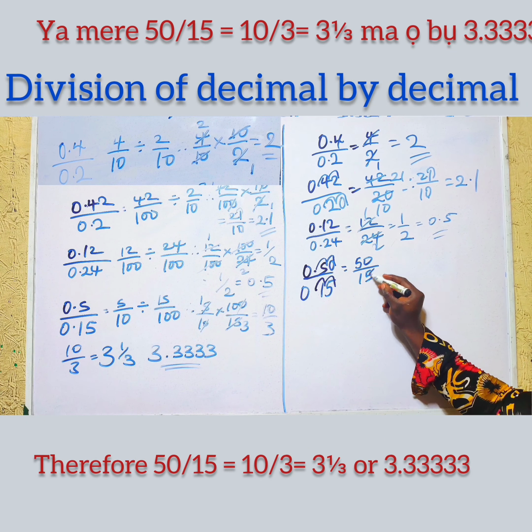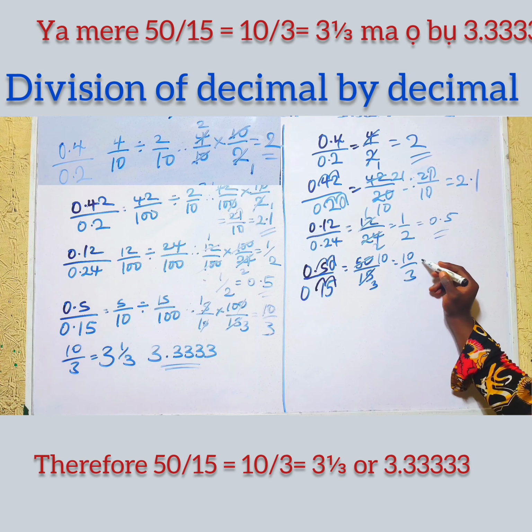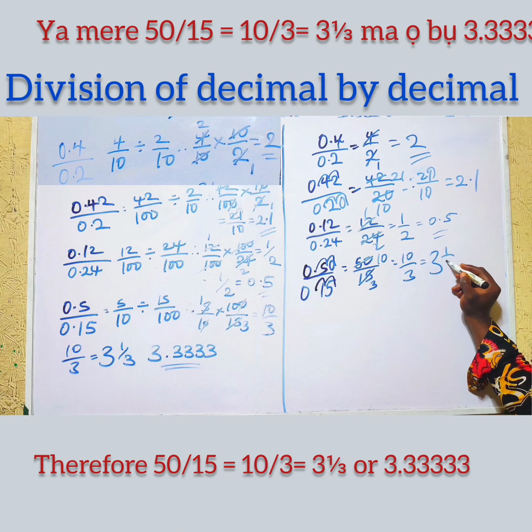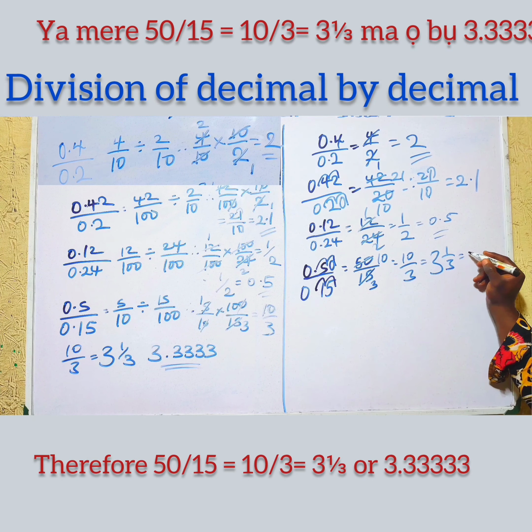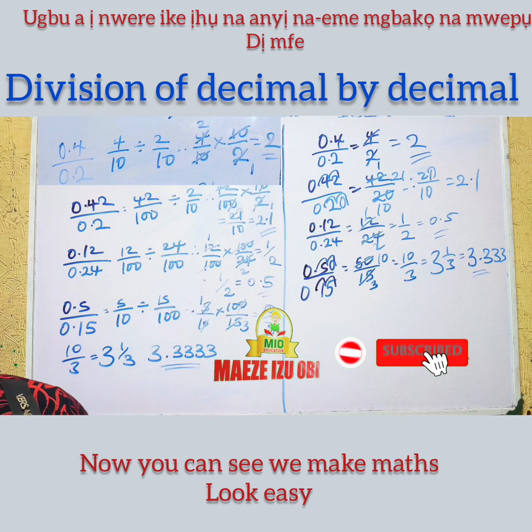What can go? 5. 5 here gives you 3. 5 here gives you 10. Now we have 10 over 3. Now 10 over 3 is 3 whole number, 1 over 3. Now 1 over 3, when we change it to decimal, becomes 3.333 infinity 3. So our final answer here is 3.33333. Now you can see that I make maths look easy.